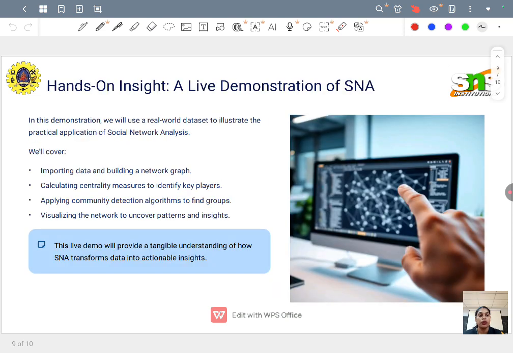Okay. Next we will be seeing about the hands-on demonstration. In practice, here is how we approach SNA. Import data and build the network graph. Calculate centrality measures to find the key influencers. Next, apply community detection to see hidden groups. And finally, visualize the results for insight. This process transforms abstract data into a meaningful map of relationships.